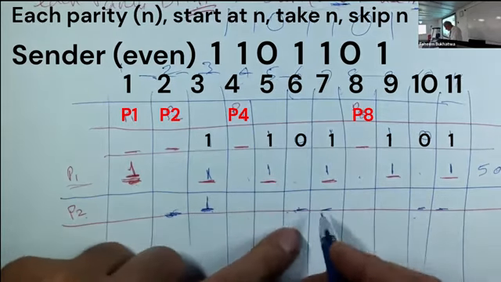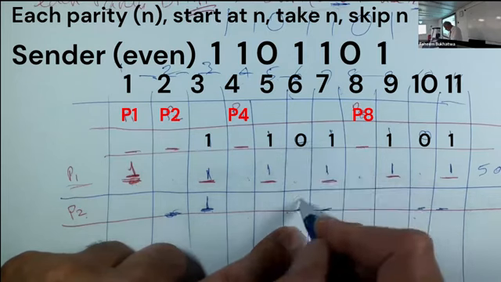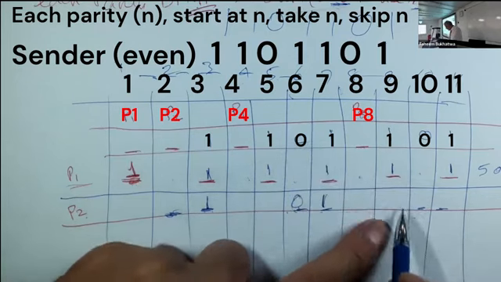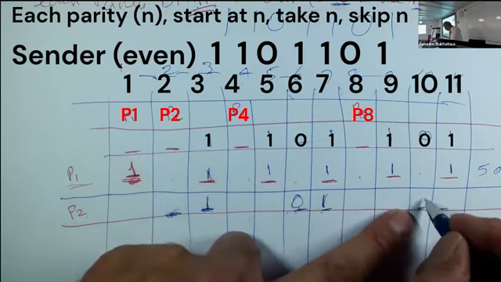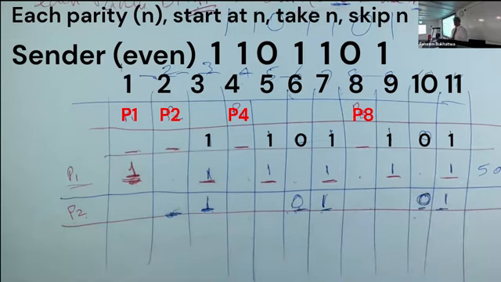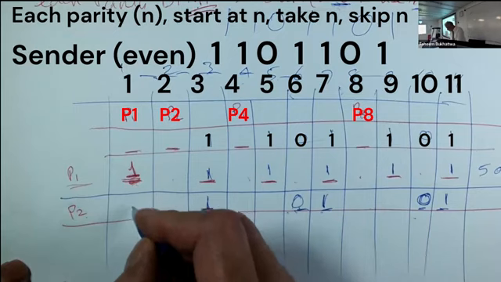4 and 5, we skip. 6 and 7 are 0 and 1. There. We skip parity 8 and 9. And we go those with 2 positions. So this is the second group, parity 2 group. Now we can count how many bits it has and what value we shall put for the parity. We count them, there are 3. That's odd. We better make them even by adding another 1 here.